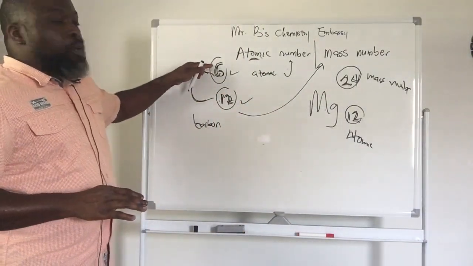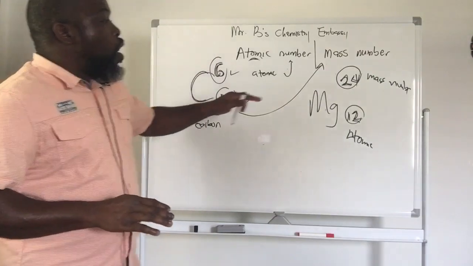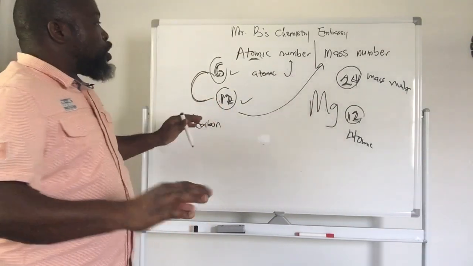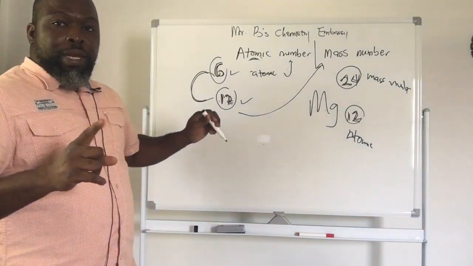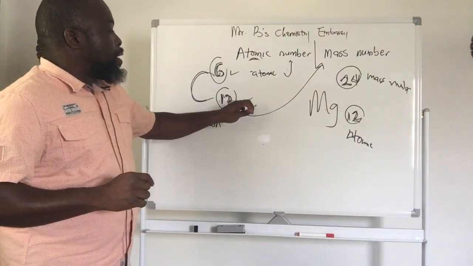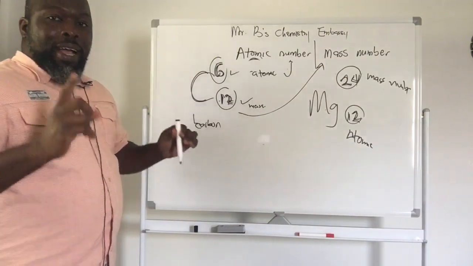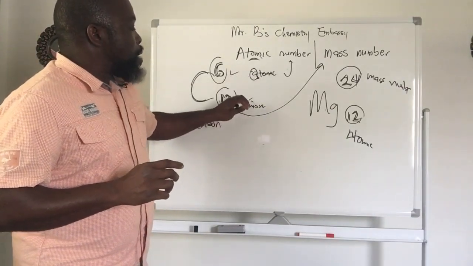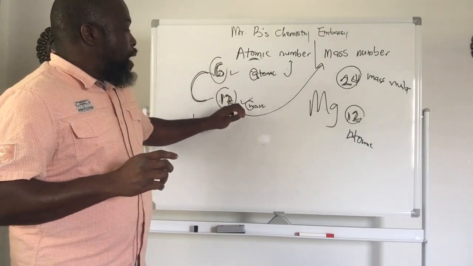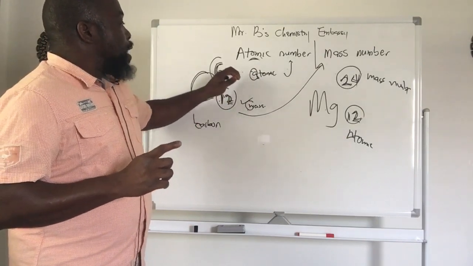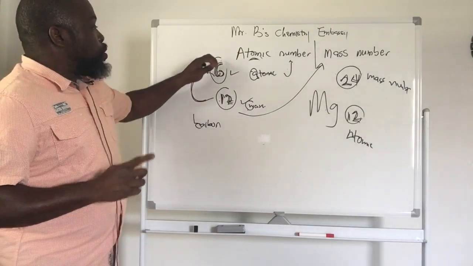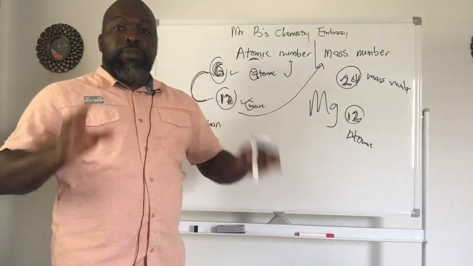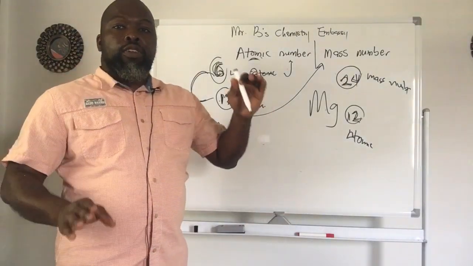Either the small number is on top and the big number is down here, or the big number is up here and the small number is down here. Whichever way, just know that the atomic number is always the smaller number and the bigger number is always the mass number. And also, like I said, remember, atomic starts with A and mass starts with M. So A is smaller than M. So I'm looking for something that is small. You know that your 6 is smaller than your 12. That is how you differentiate between your atomic number and your mass number.